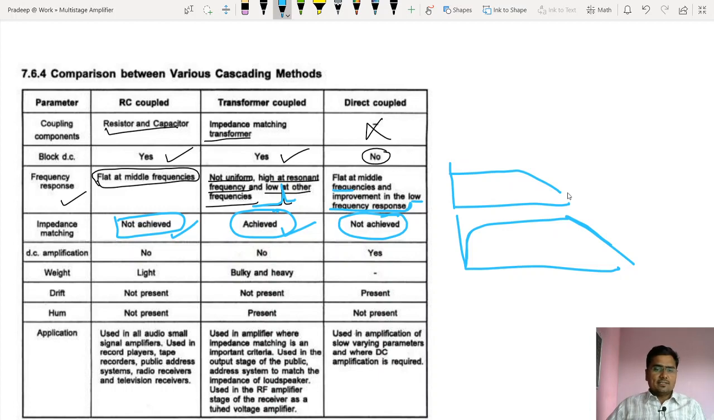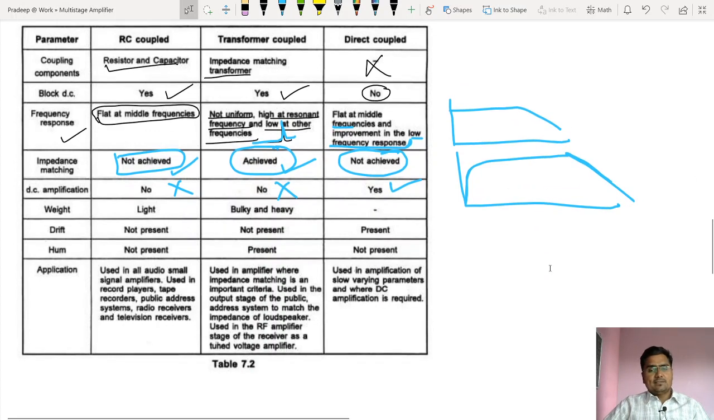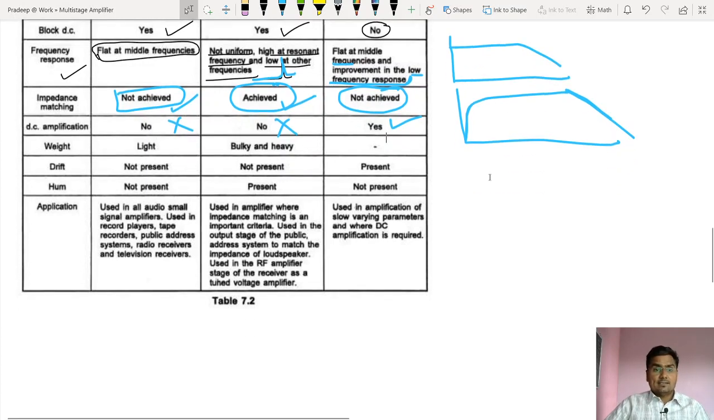So DC amplification, yes, it is not possible. Here also it is not possible. But in direct coupling, DC amplification is possible because there is no component to block the DC. DC will be passed directly, and it is possible to amplify the DC. Is it? So that's why in classification I have shown DC amplifiers. Specially I have mentioned DC amplifiers because whenever I say amplifier, people think about AC amplifiers only. It's not like that. There are some DC amplifiers like direct coupled.